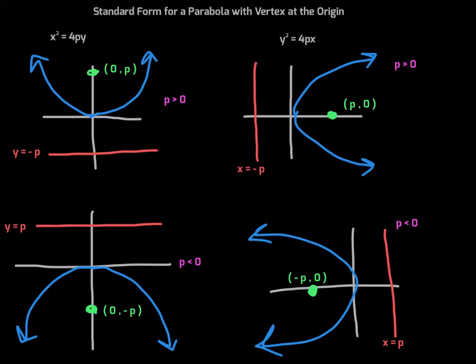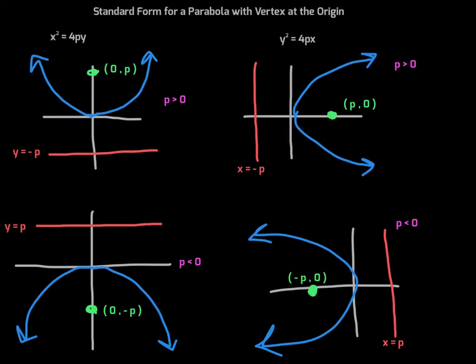Okay, guys, here are the pictures. So here we go. When y is being squared and p is positive, you have a parabola opening to the right. When y is being squared and p is negative, you have a parabola opening to the left. Notice that the focus for each of these cases is inside the parabola, trapped within it.